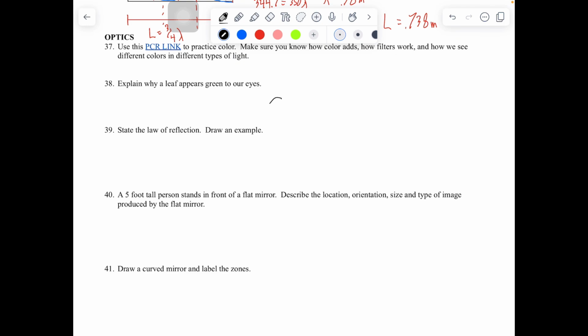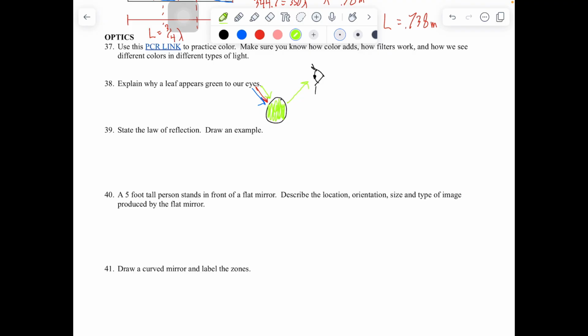So say we have, let's say that's a leaf, let's say it's green. The reason we see green is if we have our eye over here. This is our eye. If we have blue light coming in, red light, and green light coming in, again, that's just white light, a combination of all our primary colors. The blue and red are absorbed, the green gets reflected, and that's what we see.